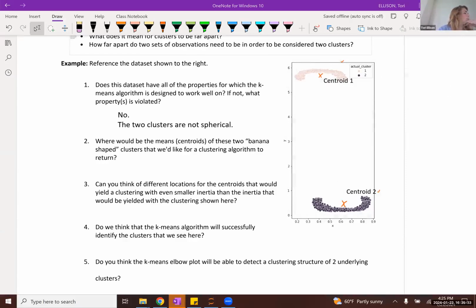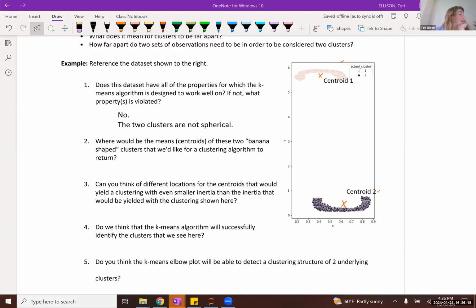So let's do a poll. Can we think of a better location for the centroids to be such that the resulting inertia would be even smaller than the inertia of this clustering? And by the way, not sure is always a valid answer if that's what you think. I like to see that. Okay.